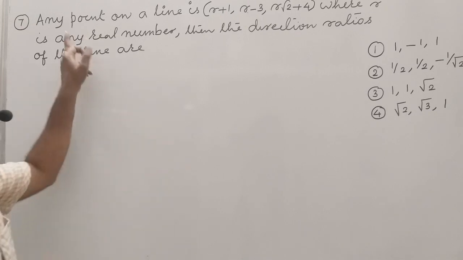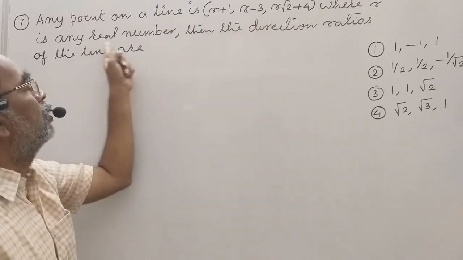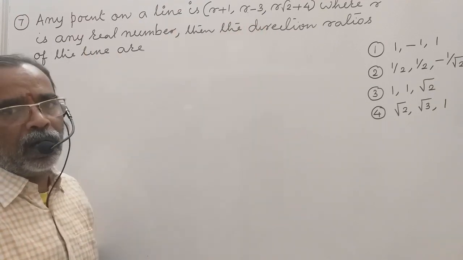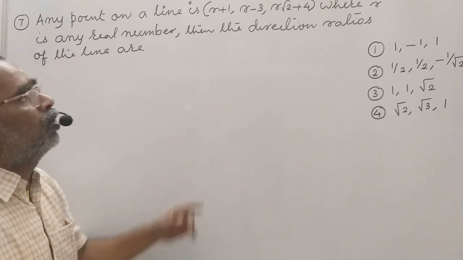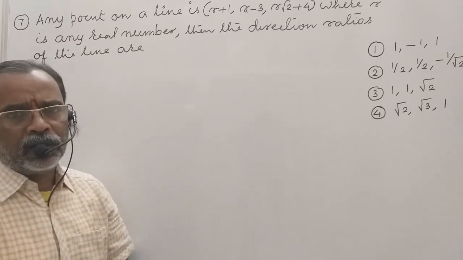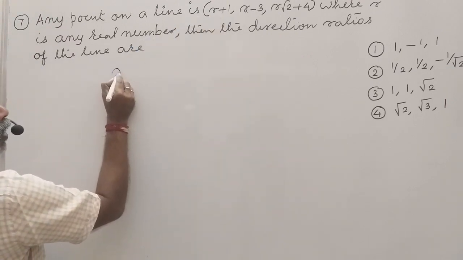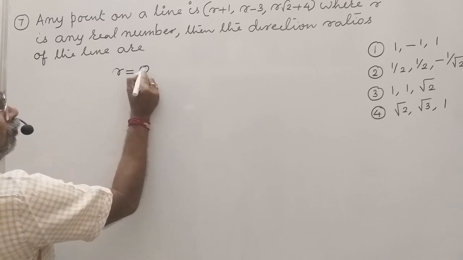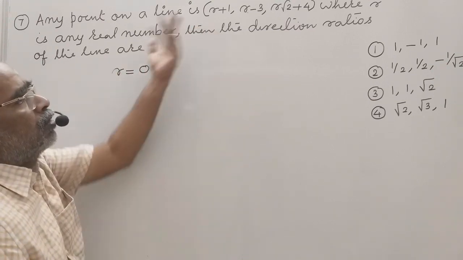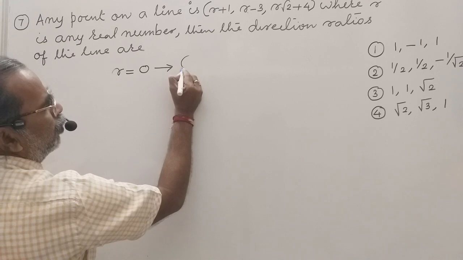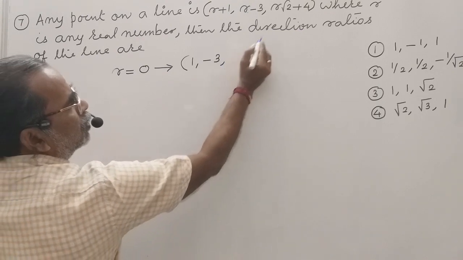Right. Next question number 7. Any point on a line is given, where r is any real number, that means r is a parameter. Then the direction ratios of the line, these are the options. So we know to find direction ratios, we need 2 points on the line. This is a general point on the line, therefore for different values of r, it will give us different points. You can put any value. I shall put r is equal to 0. If I put r is equal to 0, then this point becomes 1 comma minus 3 comma 4.